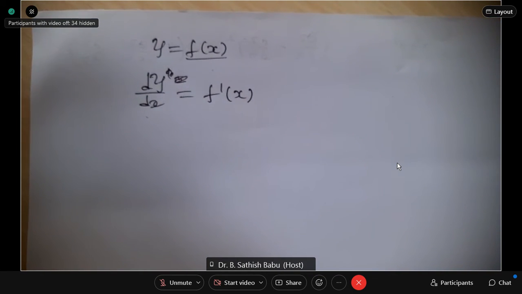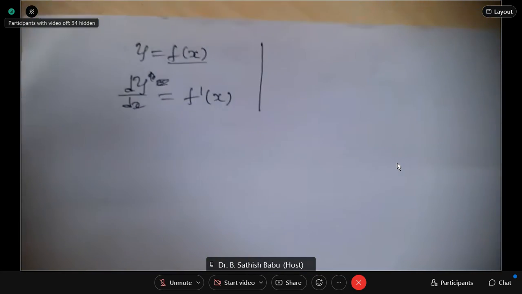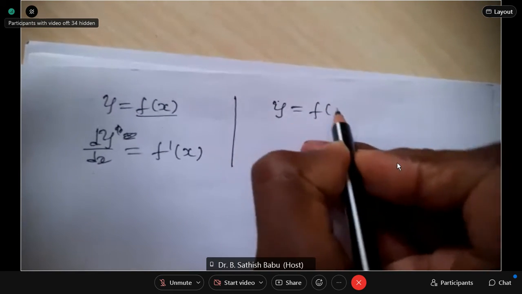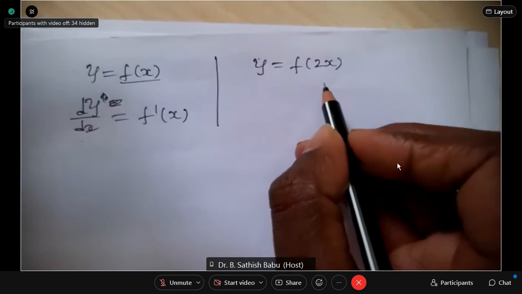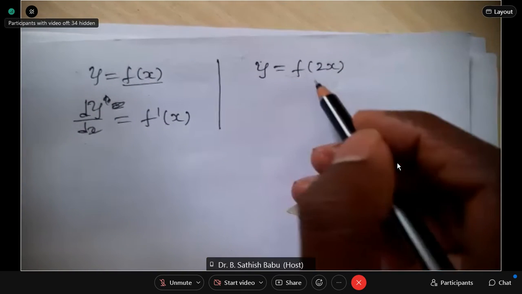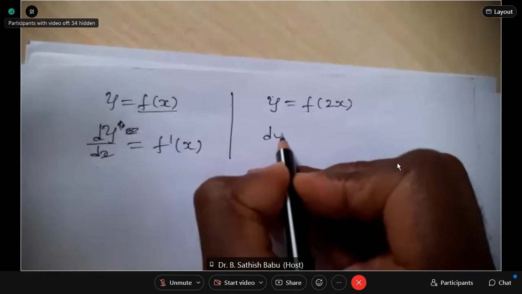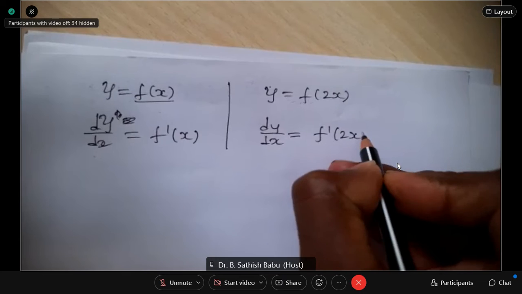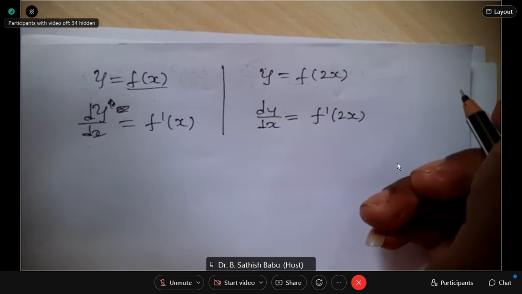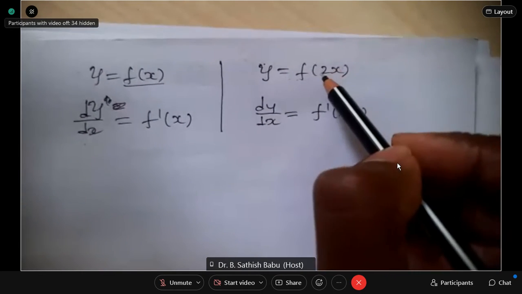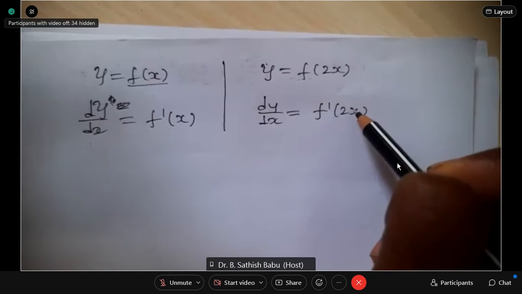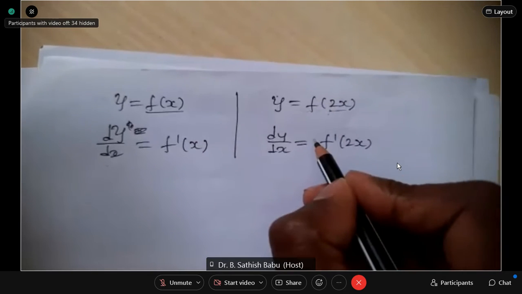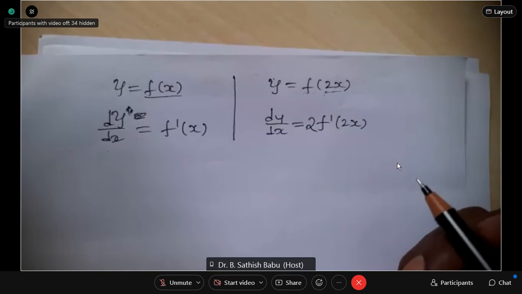Yes, sir. I want the response from each one of you. If you are not able to understand, please let me know. Yes, sir. I will give another example. For instance, y is equal to f of 2x. If I differentiate this with respect to x, do you still get f dash of 2x? So 2 into f dash of 2x. 2f dash of 2x. First thing, you are going to get f dash of 2x. Then you are going to differentiate the interior term. That makes it as 2, right?